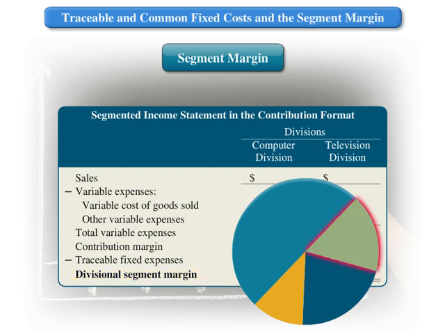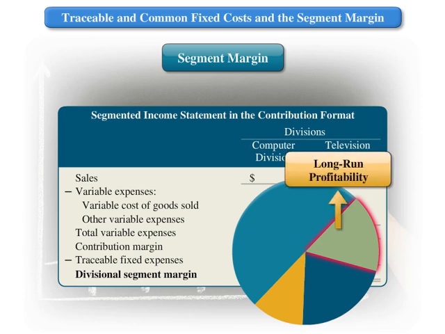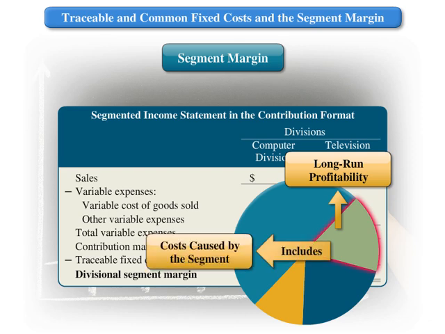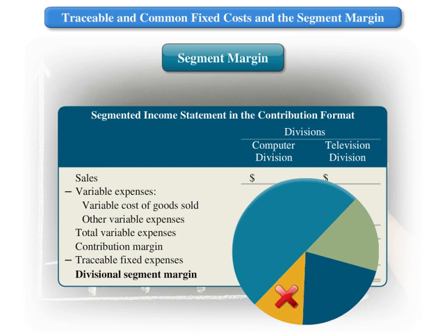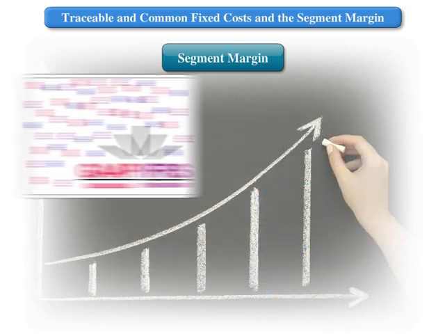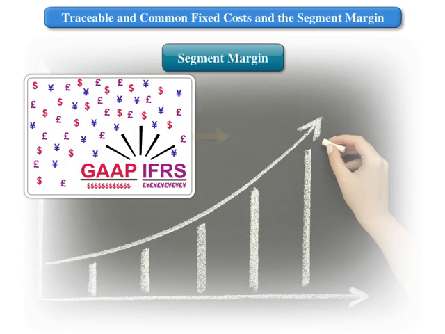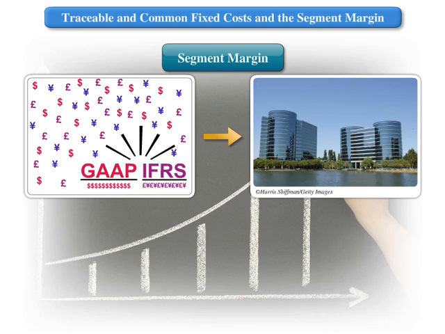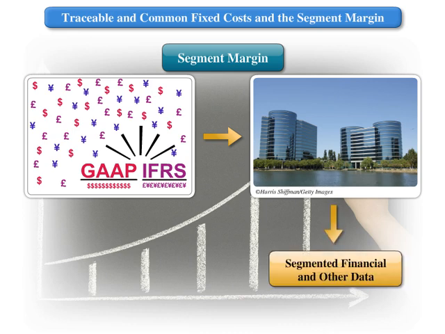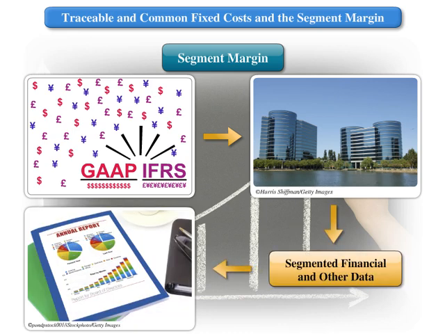The segment margin is the best gauge of the long-run profitability of a segment because it includes only those costs that are caused by the segment. If a segment can't cover its own costs, then that segment probably should be dropped. US GAAP and IFRS require that publicly traded companies include segmented financial and other data in their annual reports.